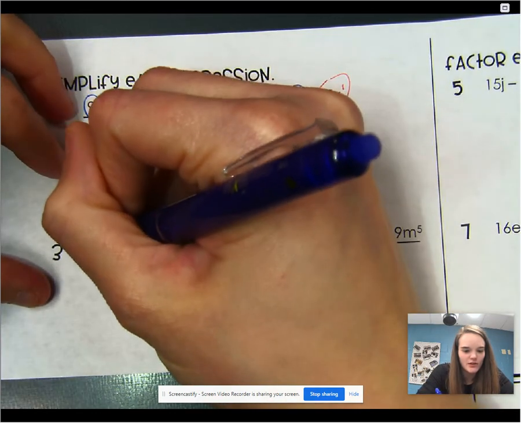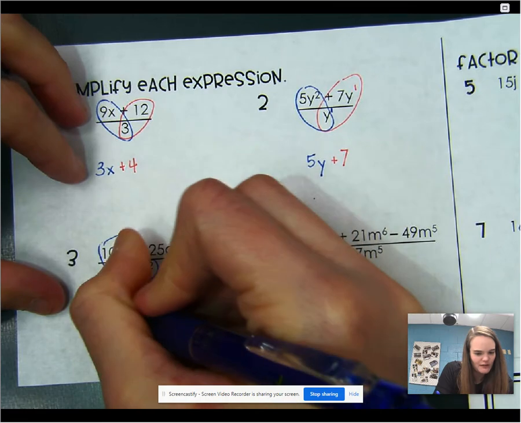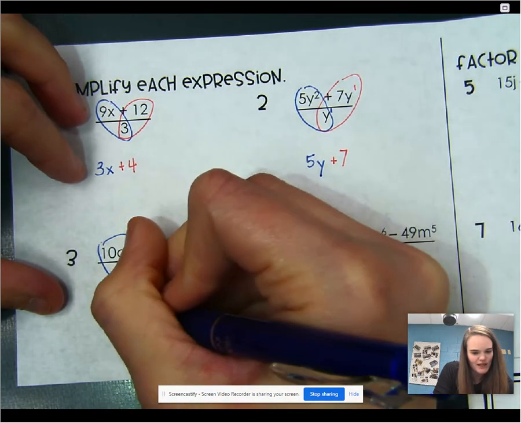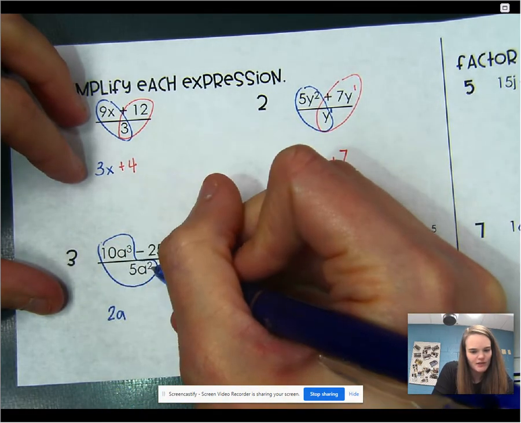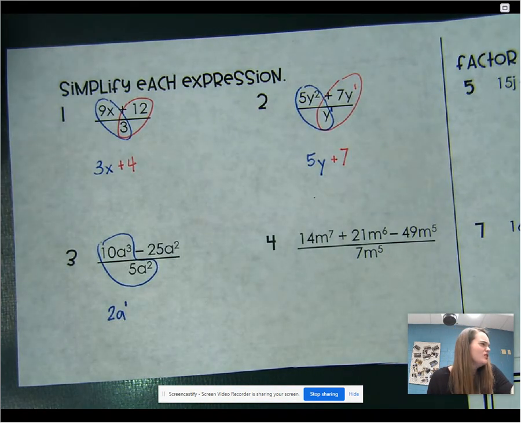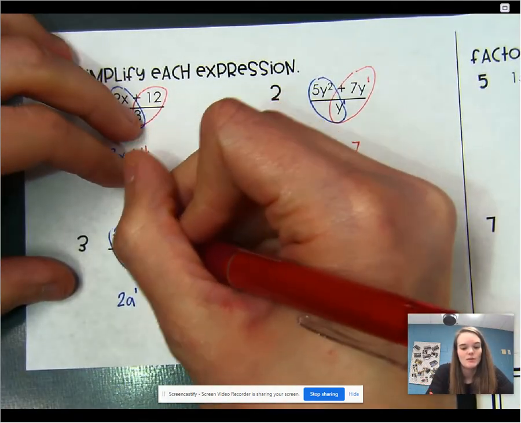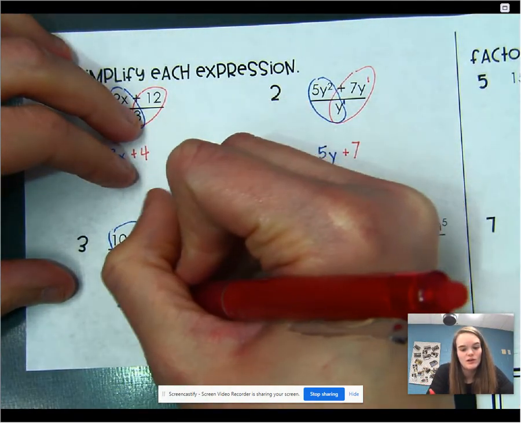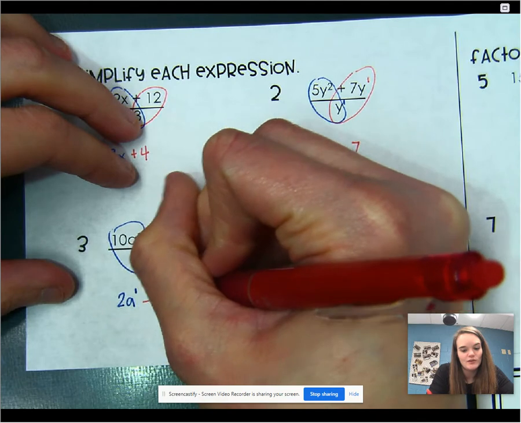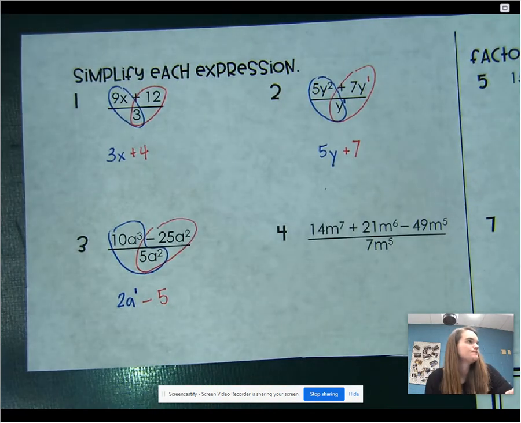So 10a to the third divided by 5a squared. 10 divided by 5 is 2. We have an a. 3 minus 2 is 1. Remember, I don't have to put the exponent there if I don't need to. But, okay, it's going to be minus. 25 divided by 5 is 5. There were 2 a's. I'm taking 2 a's out, so I don't have any left.